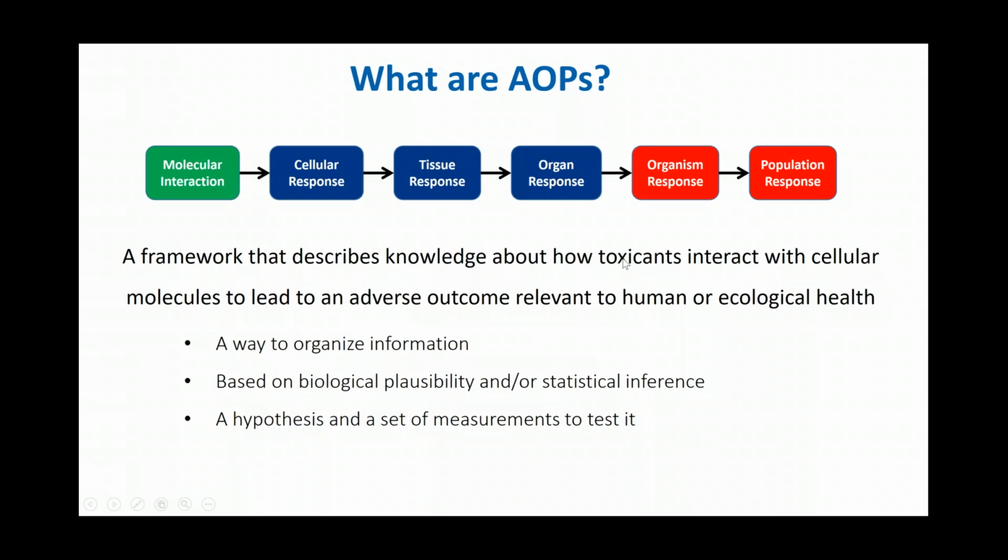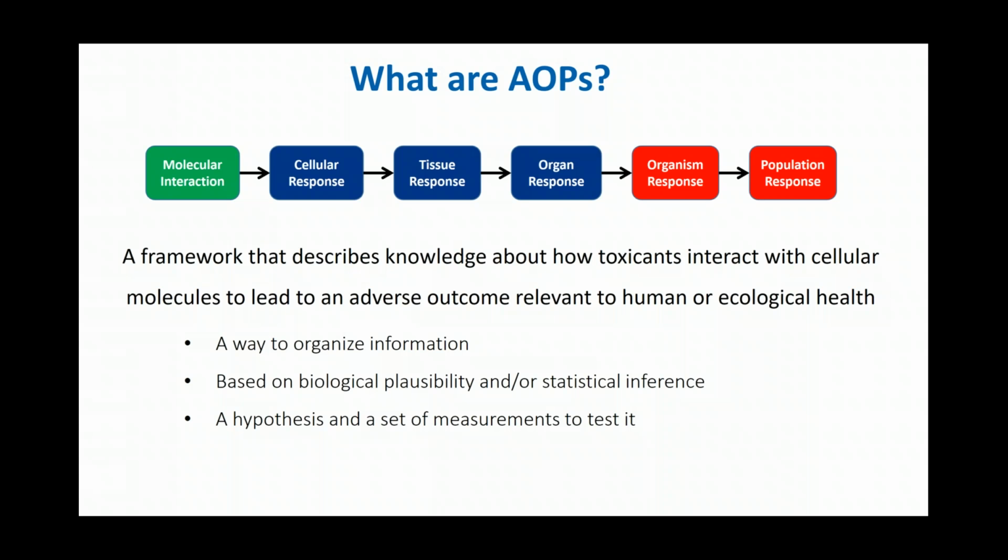But really what an AOP is, is a framework that describes the knowledge that's aligned with this flow diagram about how a toxicant or groups of toxicants would interact with molecules to cause an adverse outcome. And these are relevant to both human or ecological health. So it's really a way to organize all this information. The flow diagrams that we're showing here are based on biological plausibility, highly biologically plausible, highly mechanistically understood AOPs.